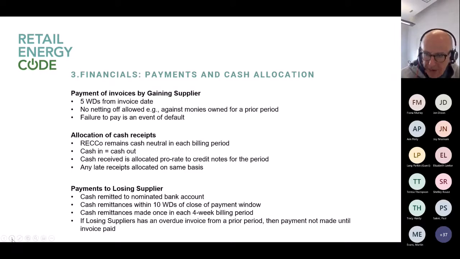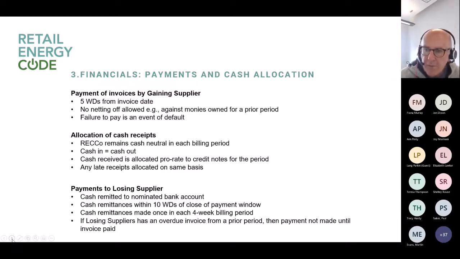It'll show the losing, and sorry, I'm just going to use input in this example. So it'll show for the input for gains what the gaining input was, what the losing input was, the number of MPRNs in that week, and the associated volume multiplied by the applicable MSC charge, and then that'll give the MSC charge for that particular switches between those two inputs. For each week, it'll break it down to that level.